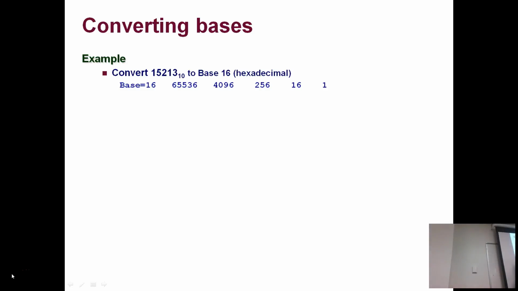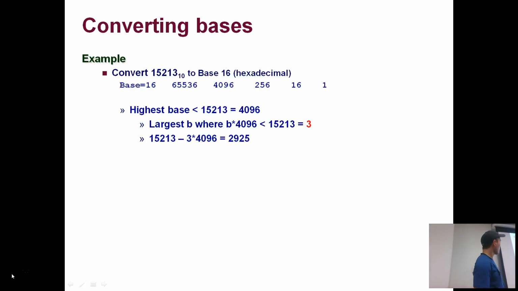That's this one, right? The one before is bigger than my number. So that's the position I'm looking for: the highest base less than 15,213 is 4,096. And then I want the largest digit b, where b times that position, 4,096, is still less than 15,213. And for this one, it turns out that digit is 3.